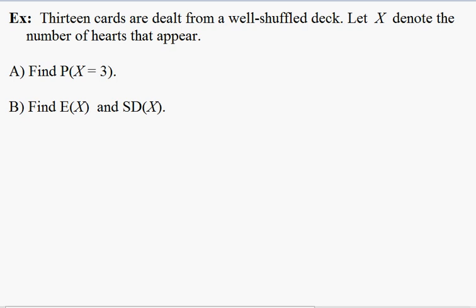Let's now consider another counting problem. 13 cards are dealt from a well-shuffled deck. Let X denote the number of hearts that appear. Find the probability of 3 hearts. Find the expected number of hearts as well as the standard deviation for the number of hearts.